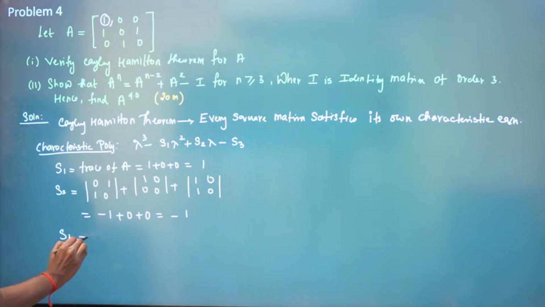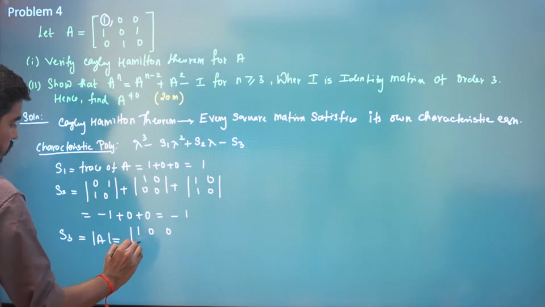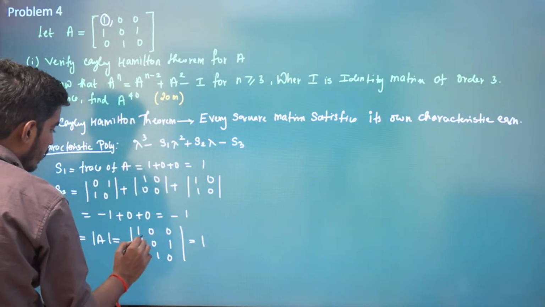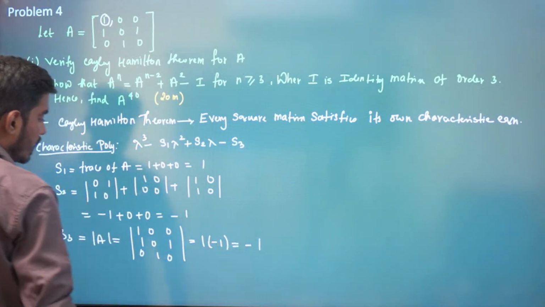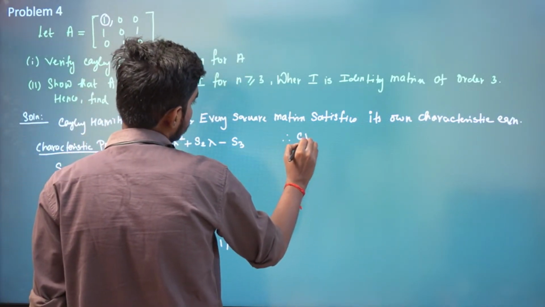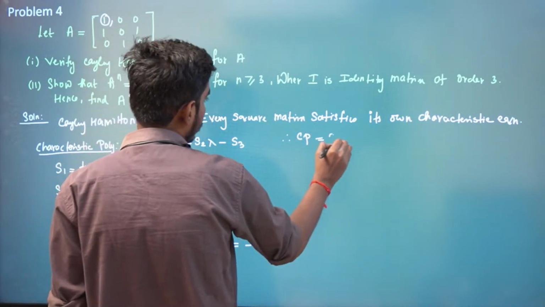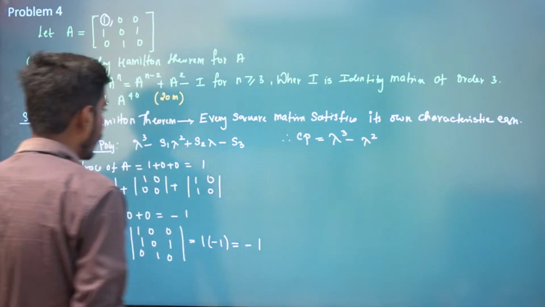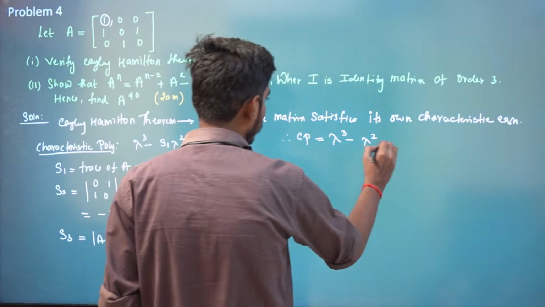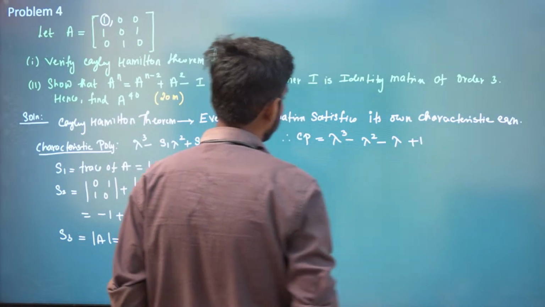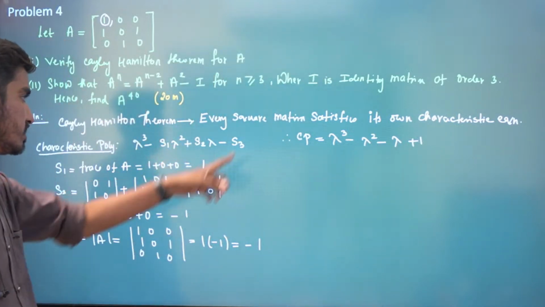And what is s3? S3 is nothing but the determinant of A. So the determinant of 1 0 0, 1 0 1, 0 1 0. If you expand this, you will have 1 into minus 1. So minus 1 is the determinant of this matrix. So therefore, what is our characteristic polynomial? The characteristic polynomial is lambda cube minus s1 lambda square plus s2 lambda minus s3. This is our characteristic polynomial, right? I will substitute the s1, s2, s3 values.